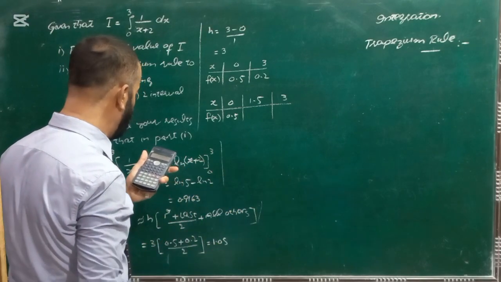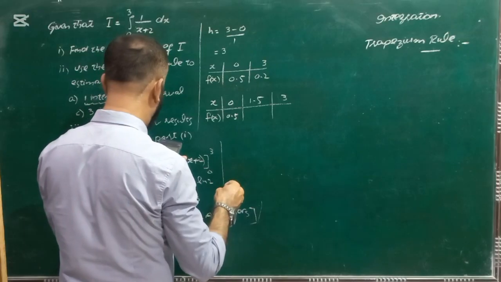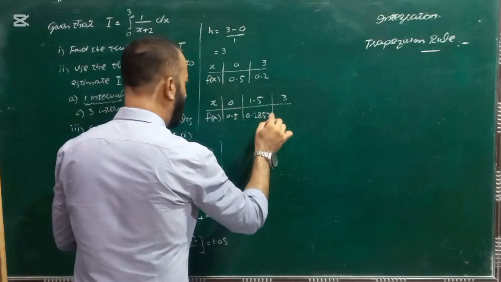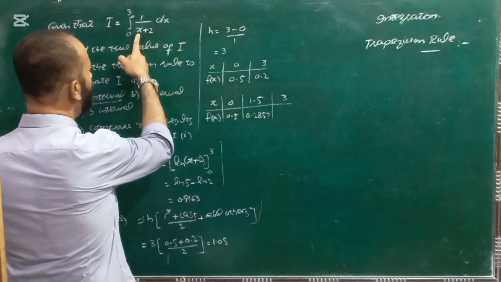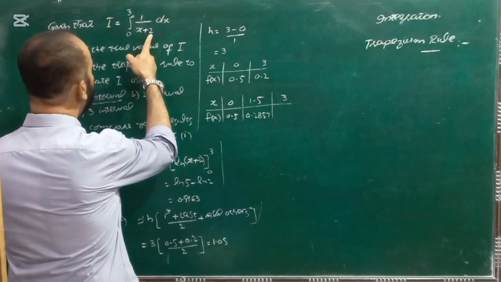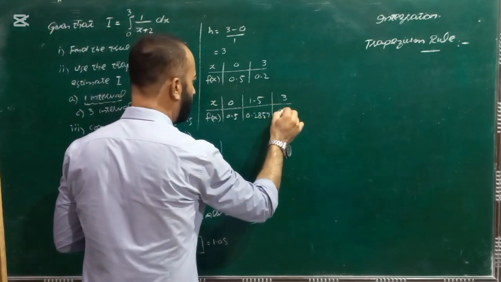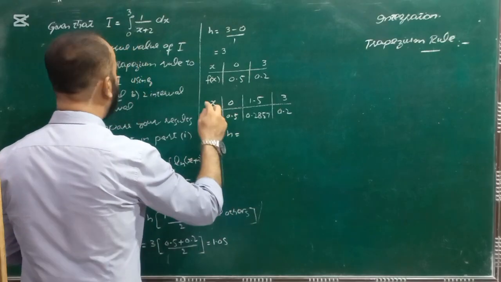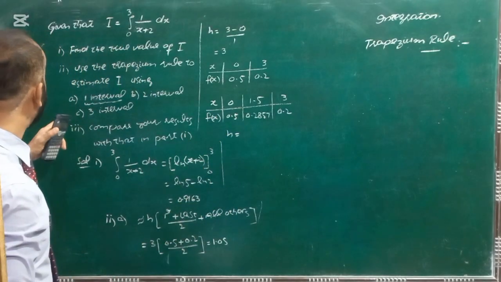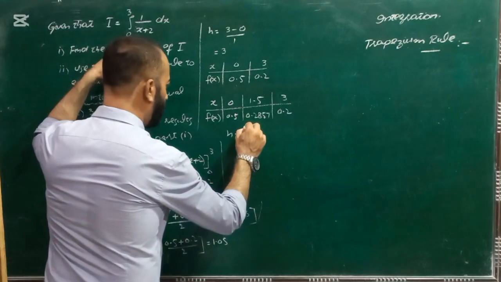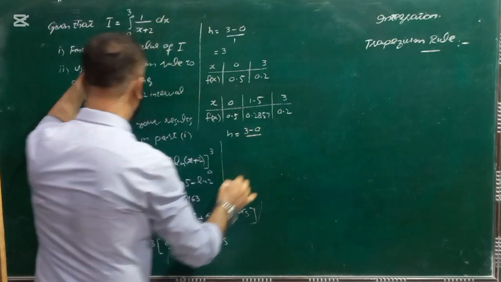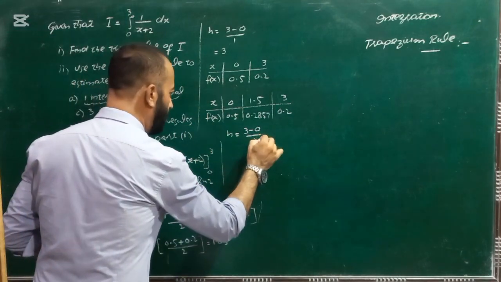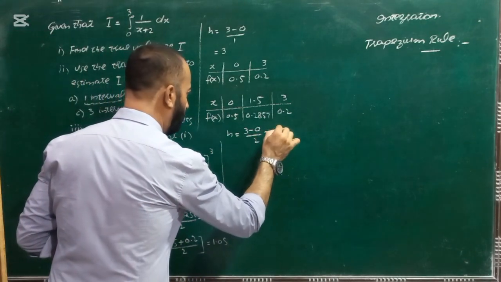Remember, you have to give your answer up to 4 decimal places, rounded off, so 0.2857. And when you put 3 here, it will become 5. So 1 by 5 is 0.2. And h will be upper minus lower. So look now, 3 minus 0, and now intervals are 2. So 2 will be put in the denominator, and 3 by 2 is 1.5.